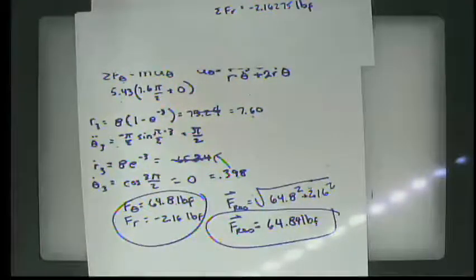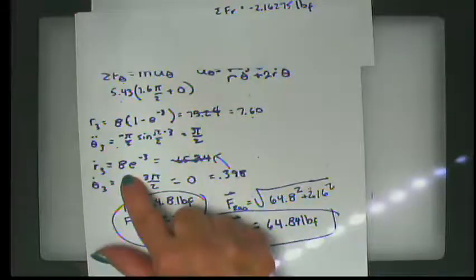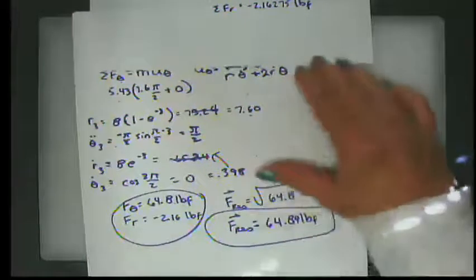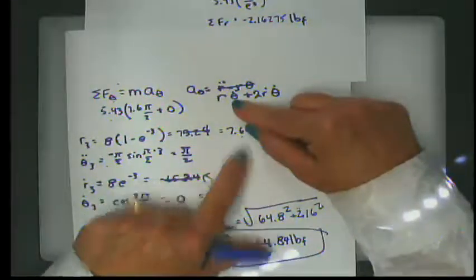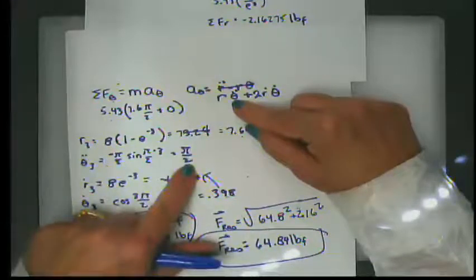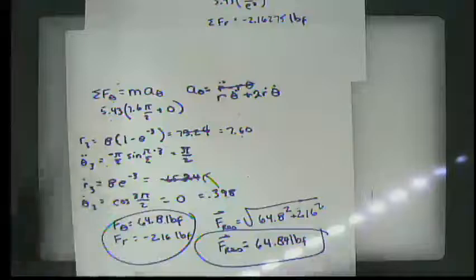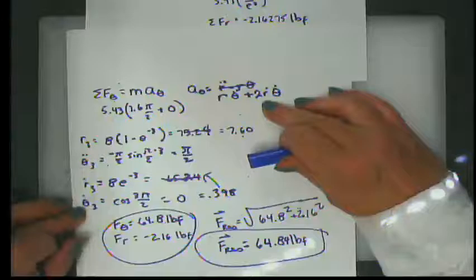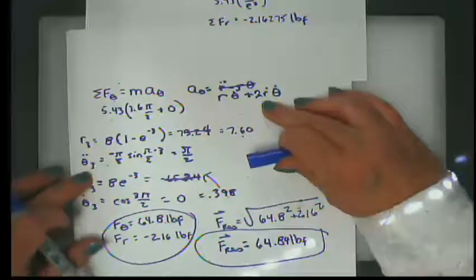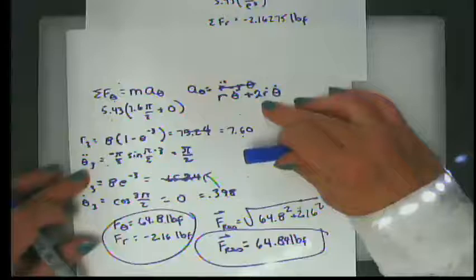Yes, sir? When I multiplied the r times the theta double dot, I got 11 instead of 64. It's like 7.6 times pi divided by 2, right? You have your r, which you're talking about, this times this? Okay, so r is 7.6, and theta double dot is pi over 2. And this whole term goes to 0, right? So 7.6 divided by 2 is 3.8, and then times pi is like 11.